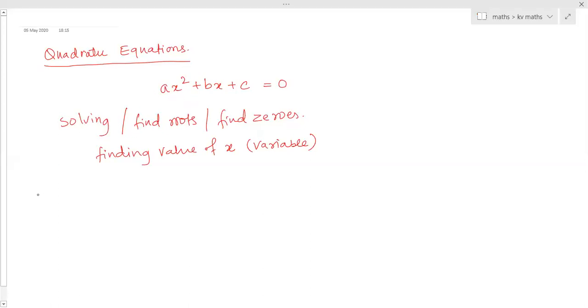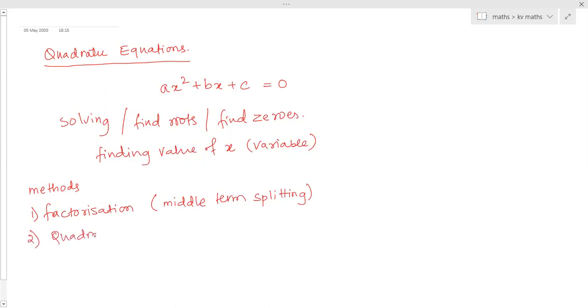So solving a quadratic equation is done in three ways. Methods to solve: one is factorization, which we generally do by middle term splitting. Then the second one is by quadratic formula. And the third one is by the completing square method.